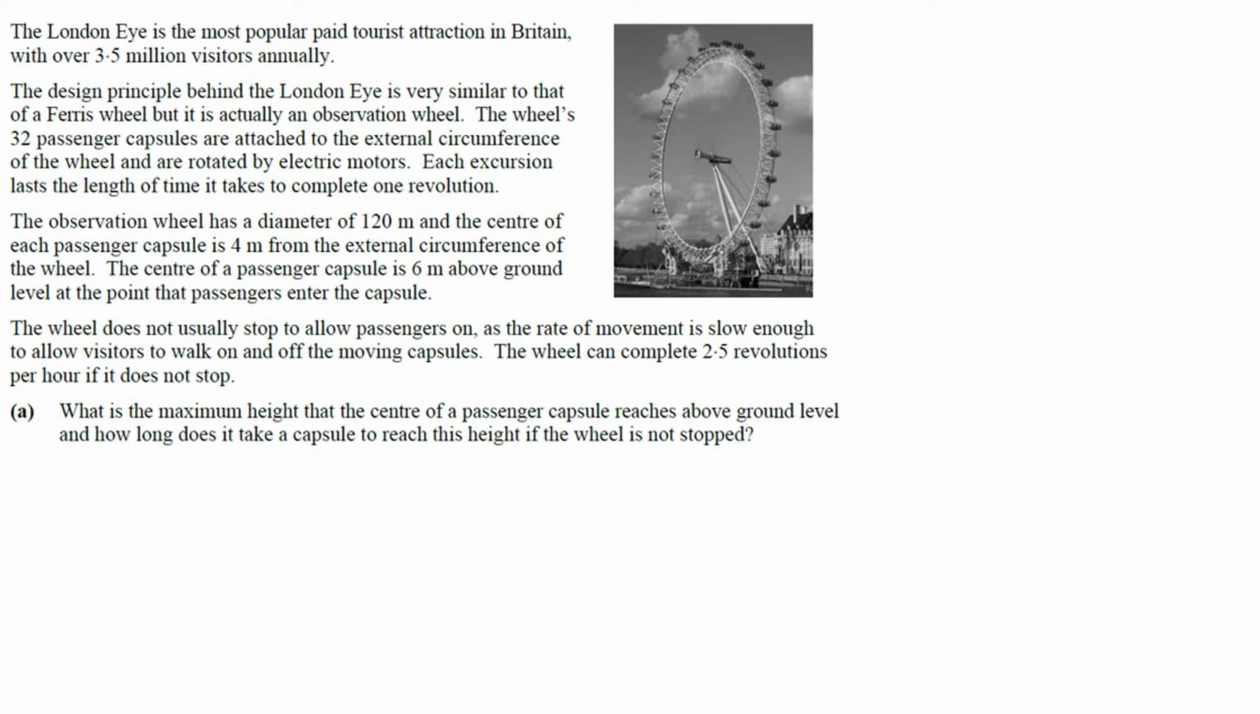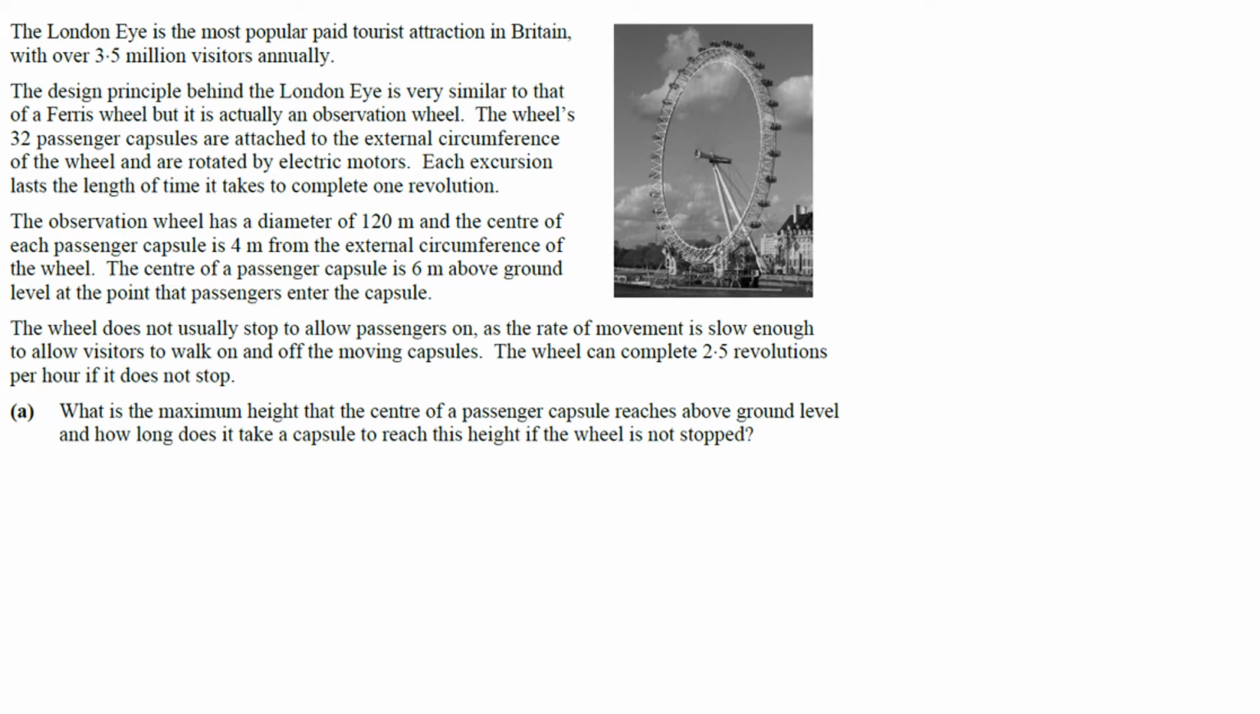The London Eye is the most popular paid tourist attraction in Britain with over 3.5 million visitors annually. The design principle behind the London Eye is very similar to that of a Ferris wheel, but it's actually an observation wheel. The wheel's 32 passenger capsules are attached to the external circumference of the wheel and are rotated by electric motors. Each excursion lasts the length of time it takes to complete one revolution. The observation wheel has a diameter of 120.